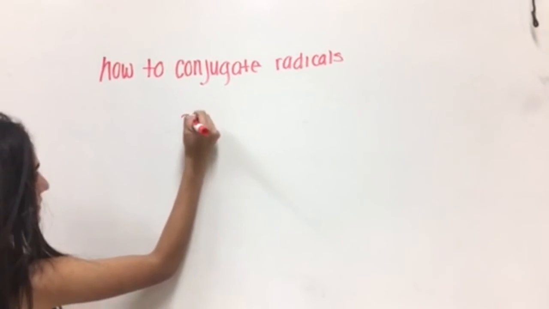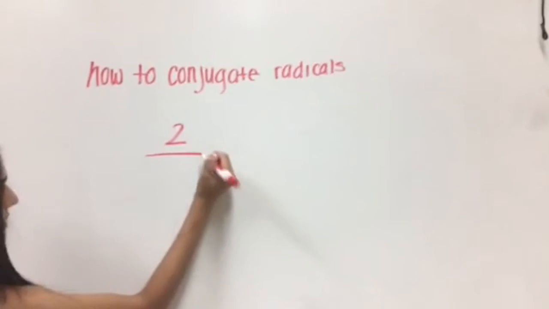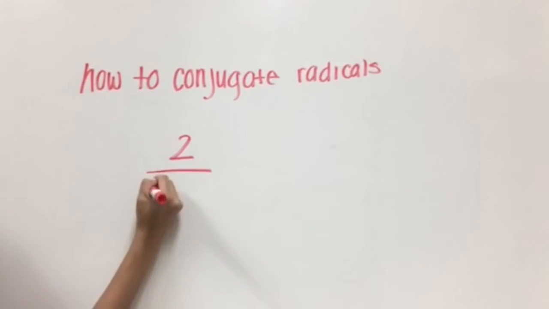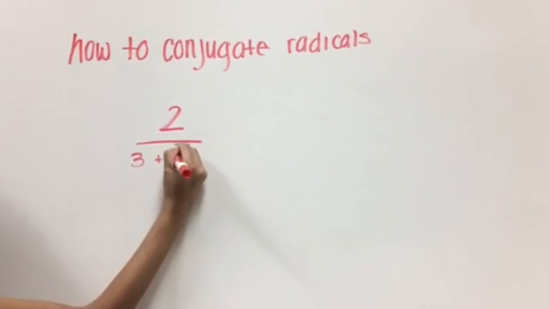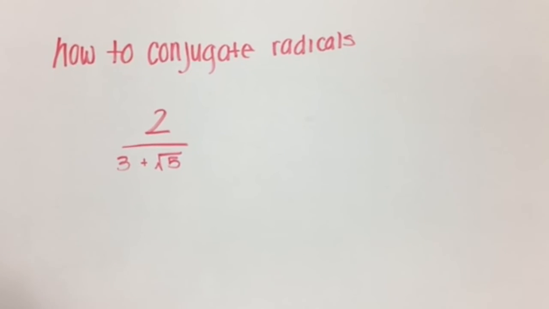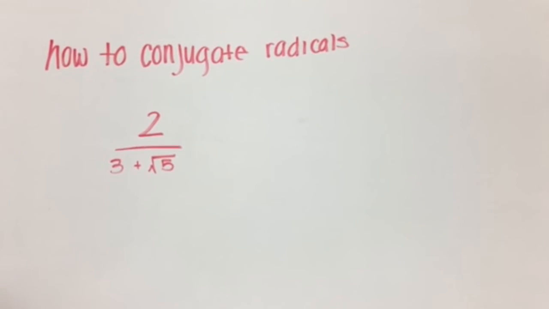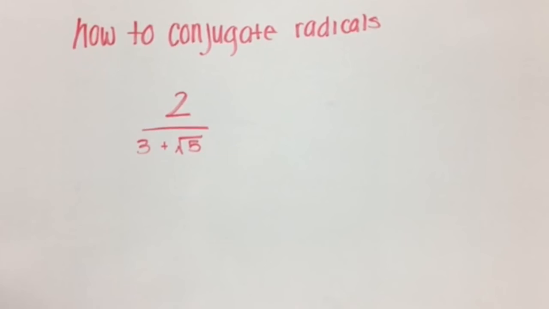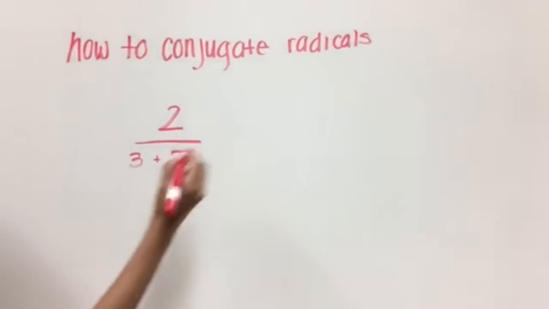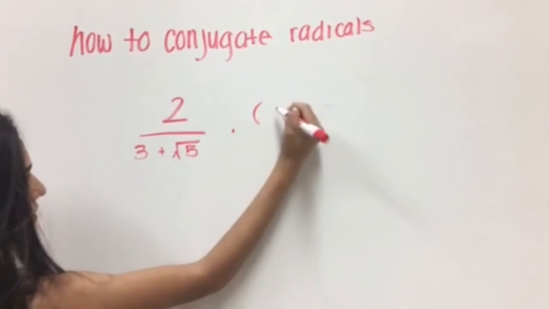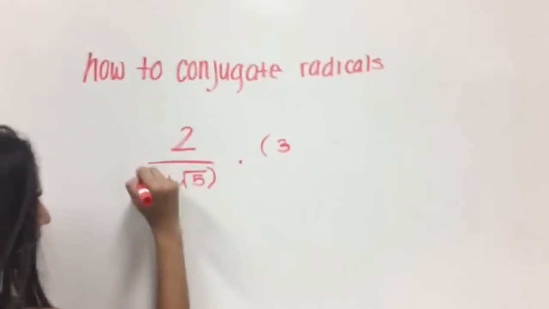Now we're going to learn how to conjugate radicals. Now, when dividing, this is very important and is commonly used. So we're going to start with the equation 2 over 3 plus rad 5. So since 3 plus rad 5 is a term, you cannot just multiply by rad 5 because you cannot separate the term. So you have to multiply by its conjugate, which is 3 minus rad 5.